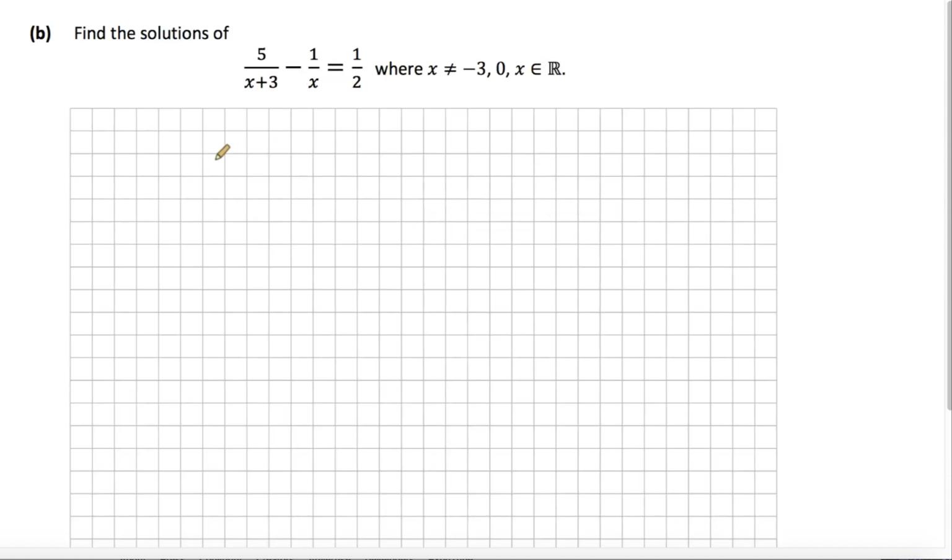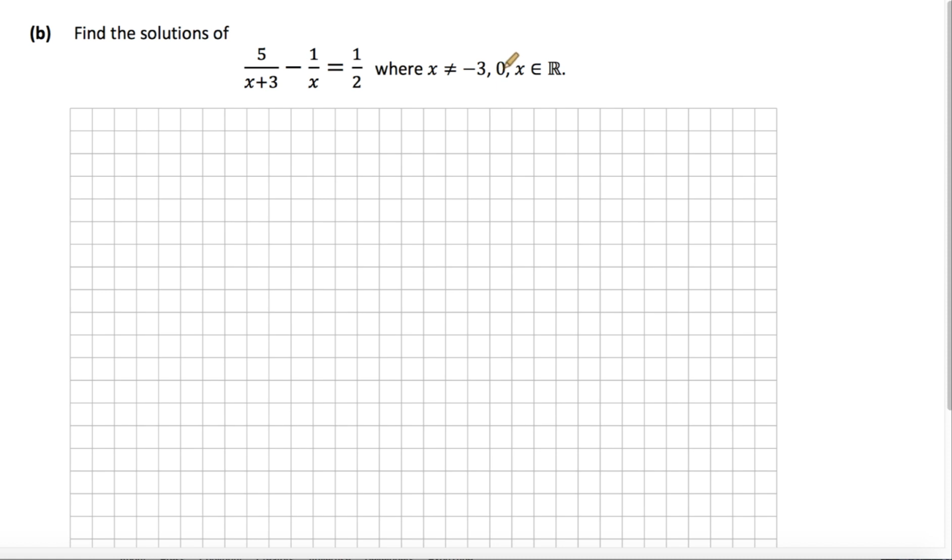Okay. Part B says find the solutions of 5 over x plus 3 minus 1 over x equals 1/2, where x cannot be equal to minus 3 or 0 and x is a real number. Now, you might wonder why they say this, but if x was minus 3, you'd see here you would have minus 3 plus 3, which is 0. This would become 0, and the denominator of a fraction, if it's 0, means you're dividing 5 by 0, which can't be done. You cannot divide by 0.